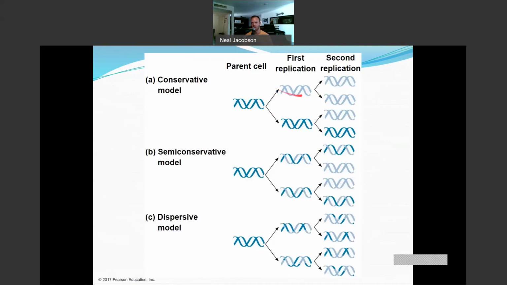Okay. Then the new one is going to go replicate. It'll make two just like itself. The old one will then replicate and continue to exist, but the replicate that it makes will also be a new one. All right.